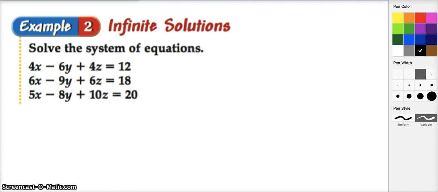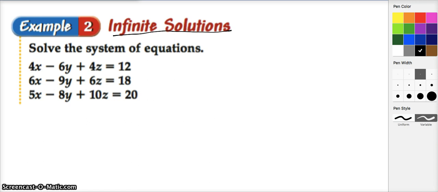That last example showed us what it would be like if we got a point as an answer. Now we're going to see what it's like if we get infinite solutions. If you remember the diagram, infinite solutions meant we had a line where all of the planes intersected in a line. The process is the same.